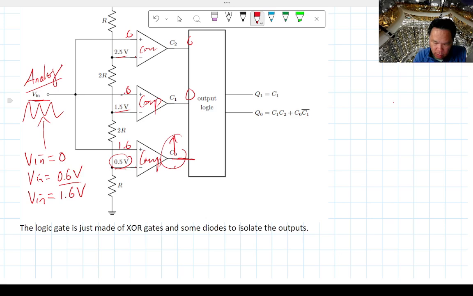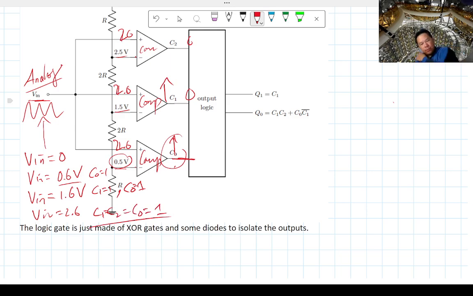So red, 1, 1, 1, right? Now this comparator also goes high. So C0 equals 1, everything else is 0. C1 goes to 1, and then C0 also is 1. Both of those go high, but C2 is still 0. Once you reach 2.6 volts, that's when all 3 comparators go high, right? So C0 equals 1. This gets inputted.